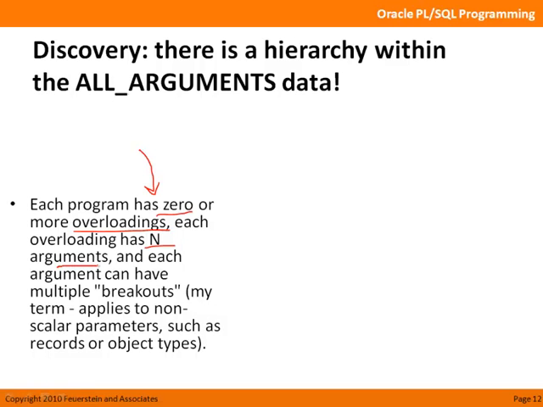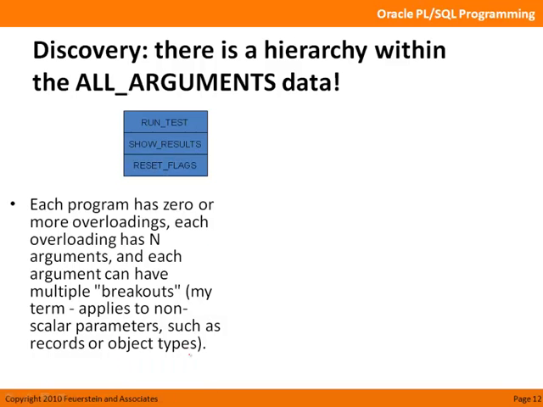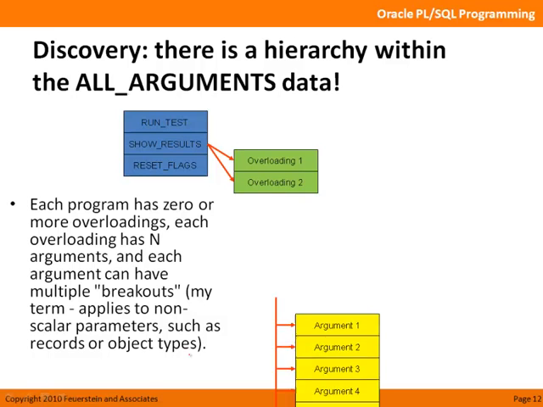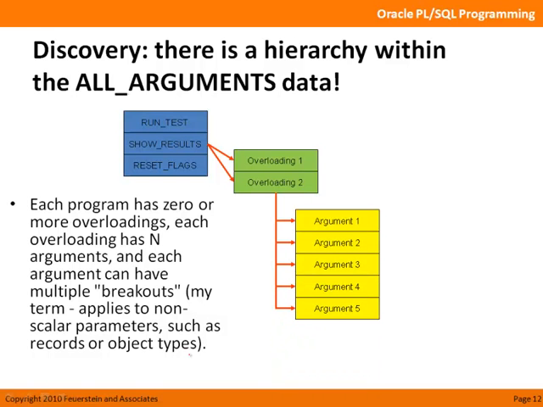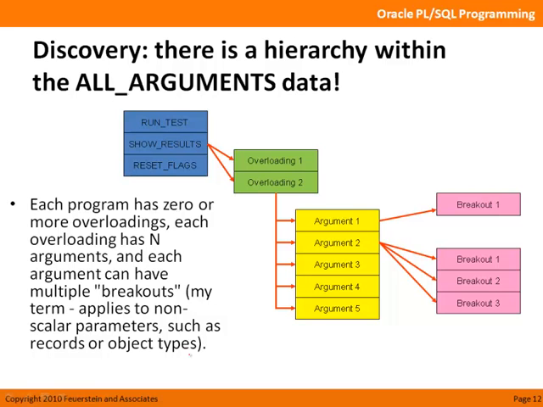Each argument itself can even have multiple levels of data, because if my parameter is not scalar, if it's a record or an object type, then the all arguments data dictionary view actually contains information about each individual field or attribute within that argument. Here's what it came down to. I have multiple programs. Each program can have multiple overloadings. Each overloading has multiple arguments, and each argument can have multiple breakouts. That's the actual structure of the all arguments data dictionary view. It's not a single view. In fact, it should be like 4 different views.